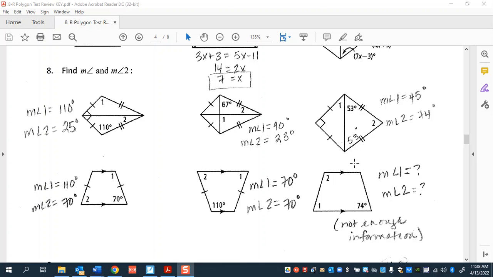Why don't you have enough information for the last one? Because did you say that she was given 74? Yeah, I don't know that because I don't know if it's isosceles. Nobody told me that. So unless you tell me it's isosceles, it looks isosceles. I'd like to think it's isosceles, but I don't think I have enough information to solve for that. Okay. Are we good?